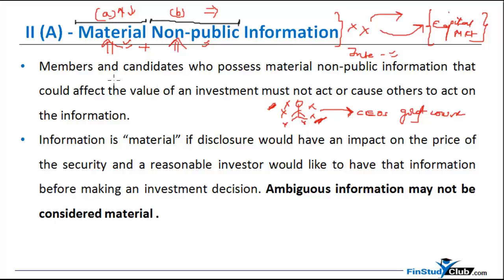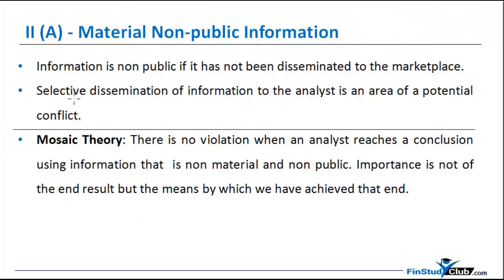Okay, let's just read on the slide. It talks about how a candidate who possesses material non-public information that affects the value of the investment must not act himself or cause others to act. Okay, the indirect reference that we were talking about. And then the second bullet talks about the definition of what is material and what is non-public. Explaining this point a bit more, it says that the selective dissemination of information to a smaller group of analysts is an area of potential conflict.